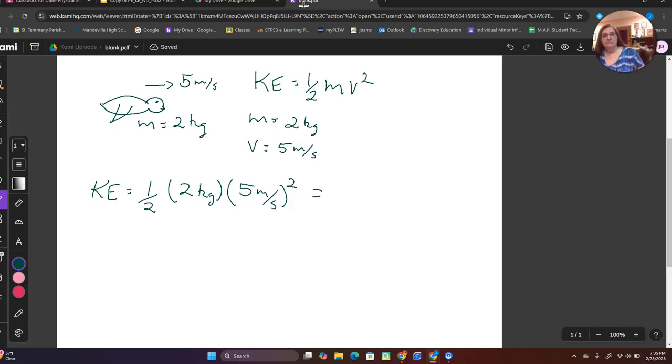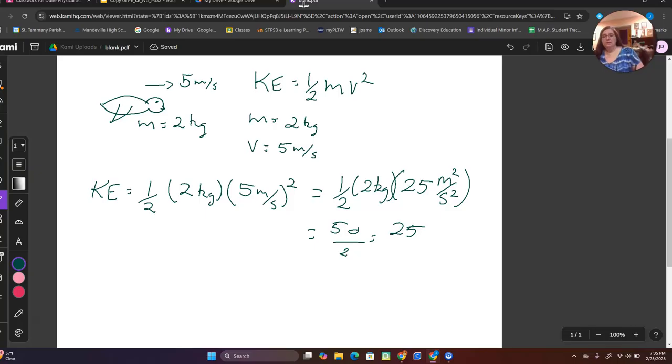So if I do that, I have 1/2 times 2 kilograms, and then square my 5 meters per second. Well, 5 squared is 25. Meters per second squared is meters squared over seconds squared. Now I'm going to multiply that. If I do this on the calculator, I'd type in 2 times 25 divided by 2. 2 times 25 is 50, then divided by 2 just gives me 25. So mathematically, this is just going to give us 25, but what's the unit?